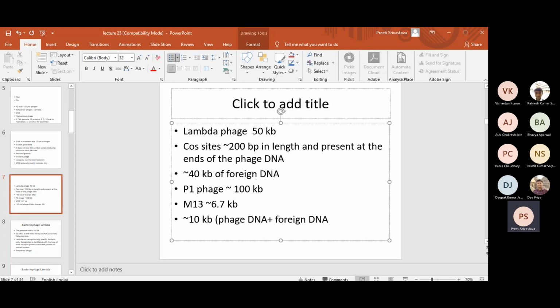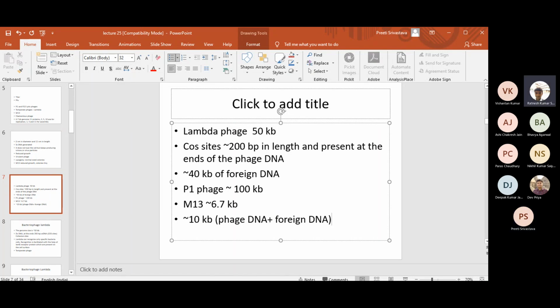If it crosses more than 10 kb, then the phage will become too elongated and then it will be damaged, right? So it will become difficult to handle.